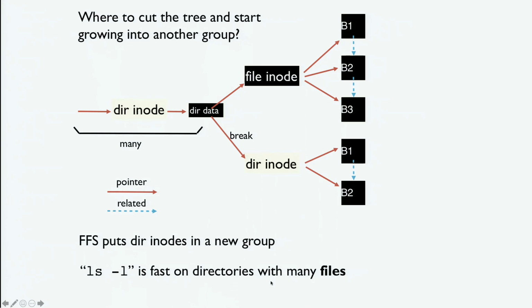So as long as your directory has a bunch of just files, your ls -l will be fast, but once you start to have a lot of subdirectories, then you have to be going to another cylinder group to get the inodes for those other subdirectories. So any questions about that? Okay.